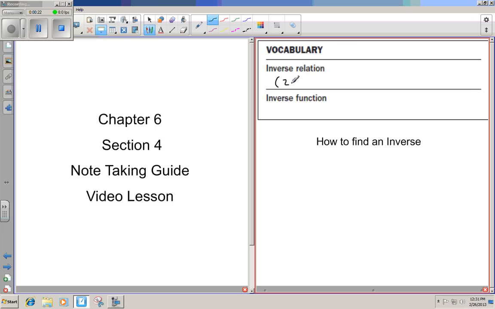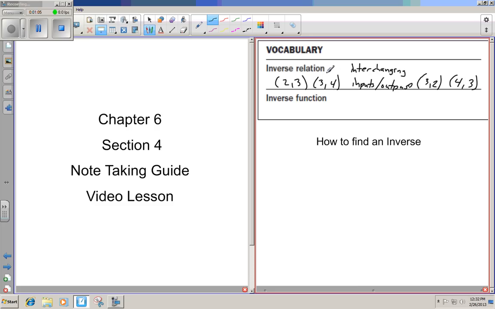A relation would be like 2, 3, 3, 4, and so on. And so what you're doing is you are interchanging inputs and outputs. So 2 is the input, 3 is the output. If 3 is the input and 4 is the output, you're interchanging them. So instead of 2, 3, the inverse is 3, 2. Instead of 3, 4, the inverse is 4, 3. That's how inverse relations work.